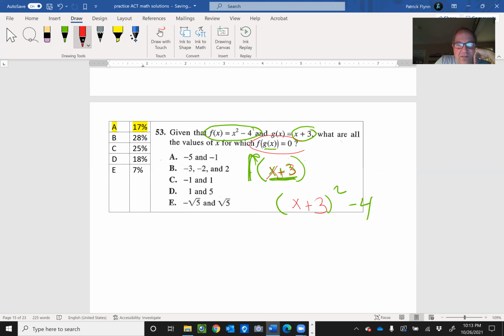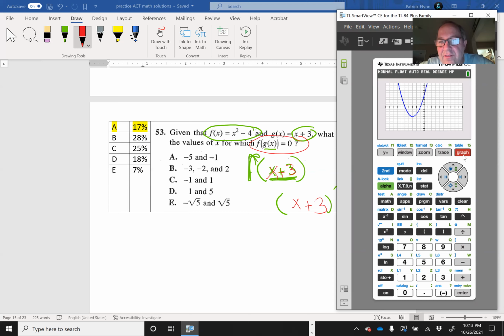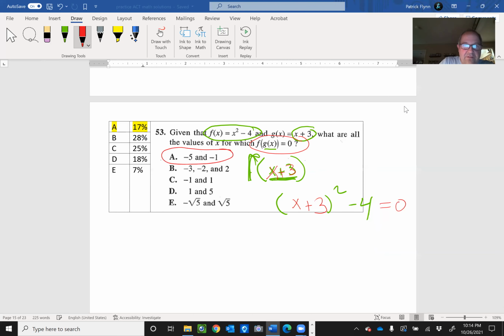And they want to find out, when does this thing equal 0? Now, I am not going to do algebra to solve this thing. I'm going to use my calculator and graph this. X plus 3 quantity squared minus 4. So I'm going to go to y equals. I'm just going to type it in. X plus 3 quantity squared minus 4. And graph it. And I can tell that it touches at 2 places, -1, and see, -2, -3, -4, -5. So -1 and -5. There it is.